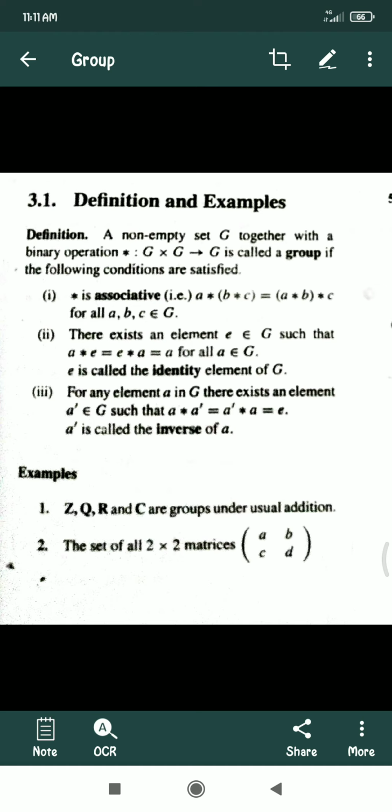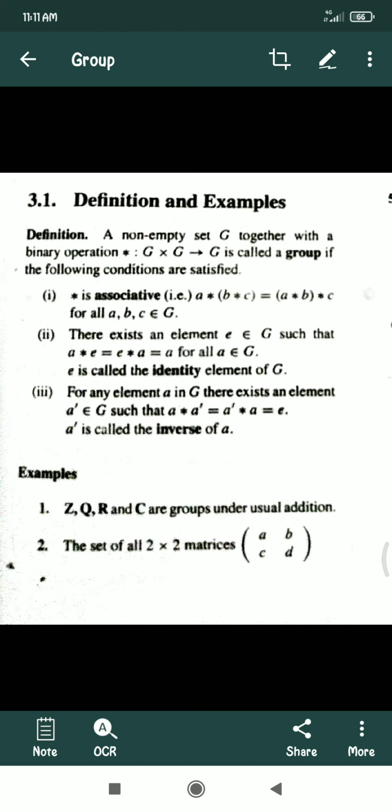The inverse condition is nothing but we define the inverse of an element A. The inverse of A is denoted by A dash, so we can call A dash as A inverse. So we choose an element A from G, and A dash belonging to G such that A star A dash equals A dash star A equals E. A dash is called the inverse of A. So a group has to satisfy the three conditions: associative, identity and inverse.